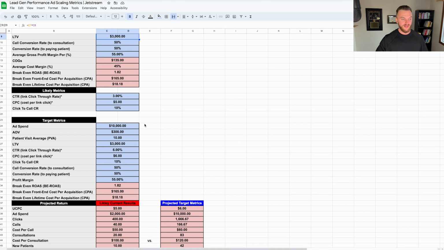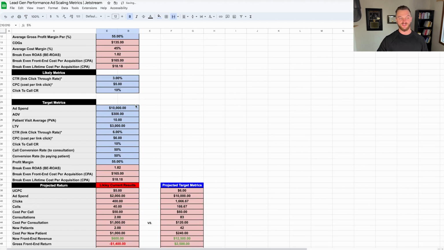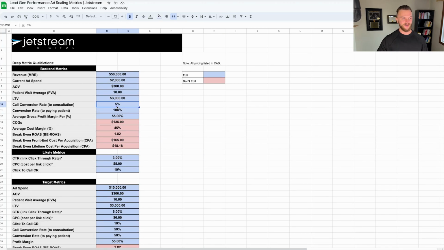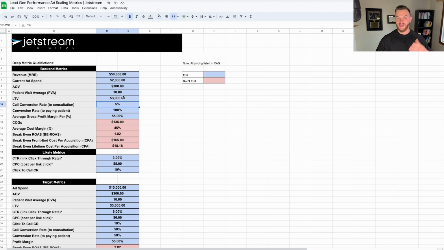For example, if you have an amazing average order value and patient lifetime value, however, your call conversion rate is terrible, right? It's only 5% or something like that, and then to a consultation, and then of those consultations, about half of them convert or something like that, or let's say 100%, but only 5 do the consultation, right? In that case, you can see you're losing a lot more money and there's not a lot of profit there, right? So you need to work on your call conversion rate to consultation. That is a big thing. And this does come down to the ad quality as well.